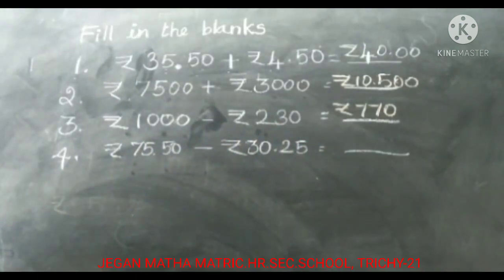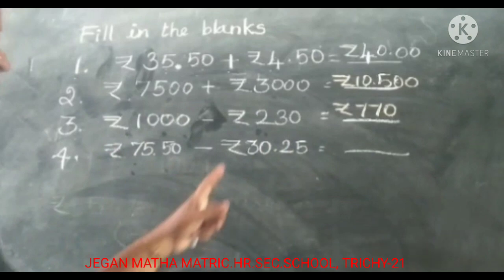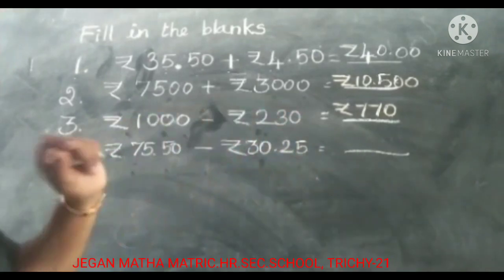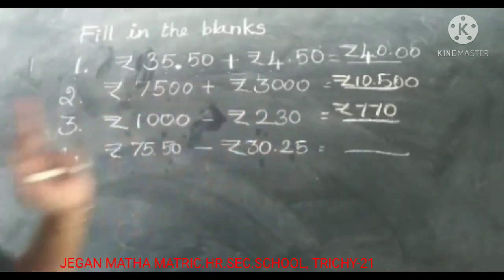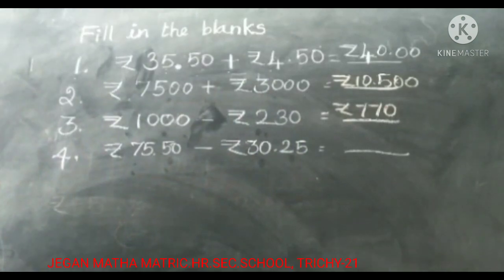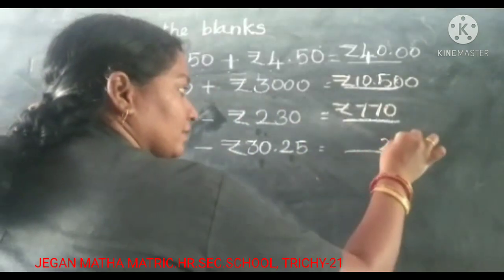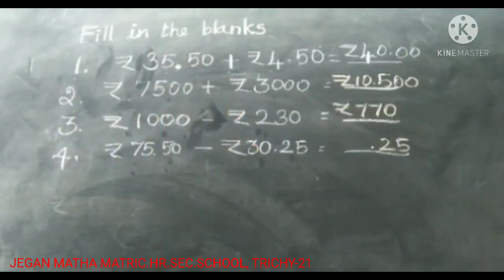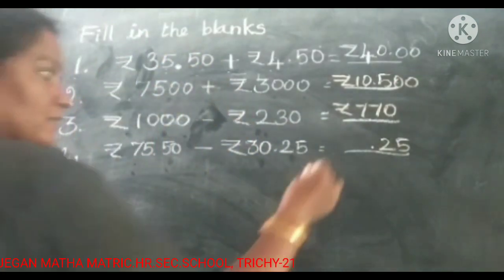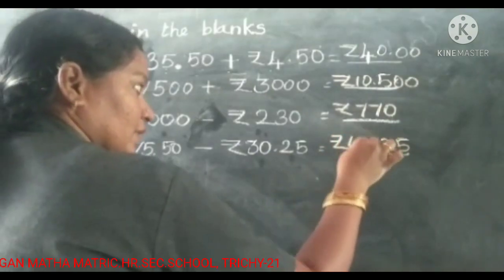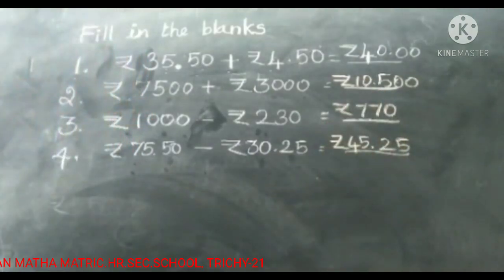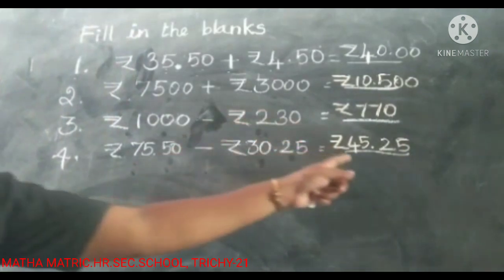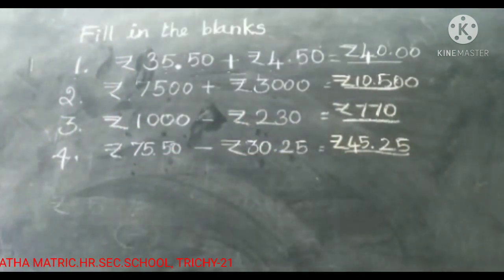Next one. 75 rupees and 50 paise minus 30 rupees and 25 paise. So 50 paise minus 25 paise is 25 paise. First write that. And 75 rupees minus 30 rupees is 45 rupees. So the final answer is 45 rupees and 25 paise.